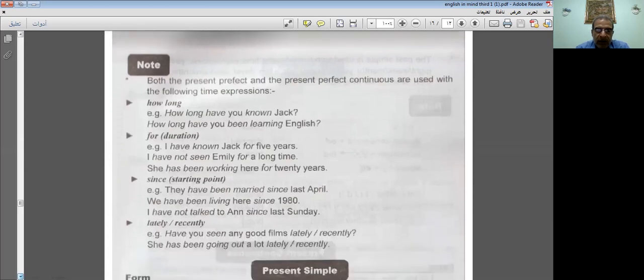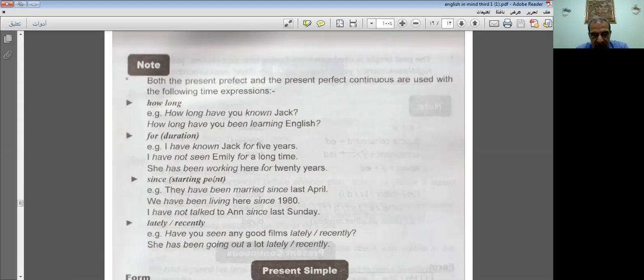Here, very important, both present perfect and continuous are used with the following time expressions. How long? How long have you known Jack? Or how long have you been learning English? Duration, for, okay, can be used with the present perfect simple and present perfect continuous. I have known Jack for 5 years. I haven't seen Emily for a long time. She has been working here for 20 years.